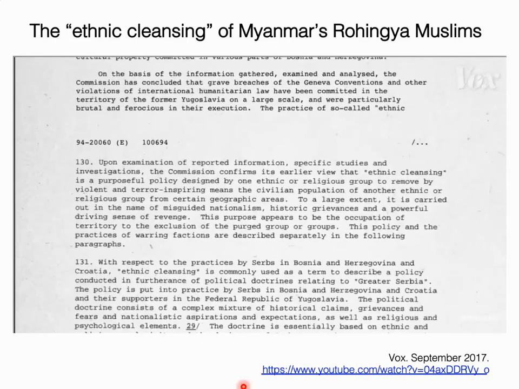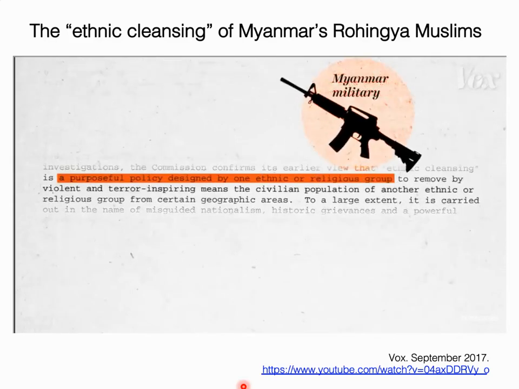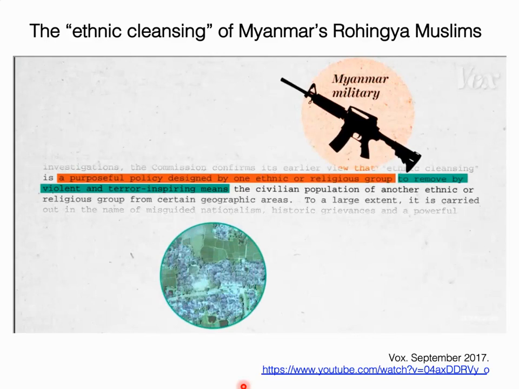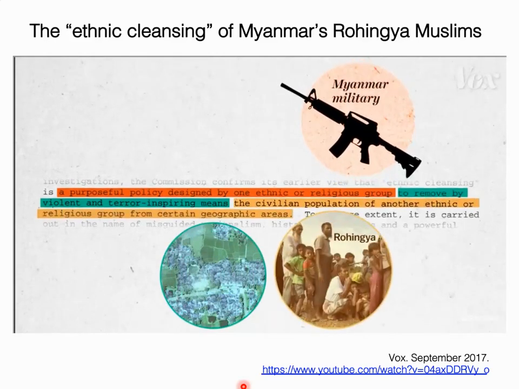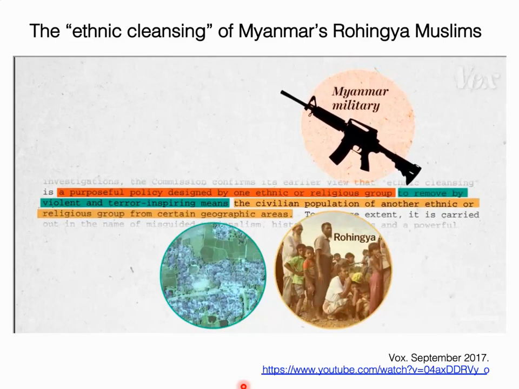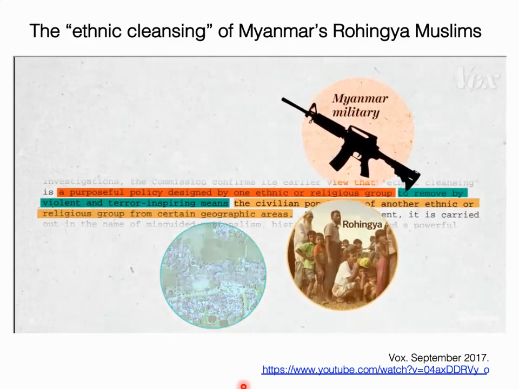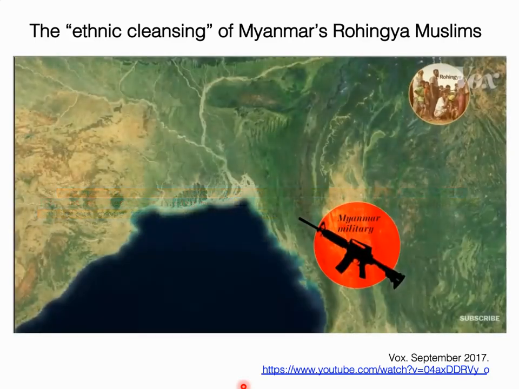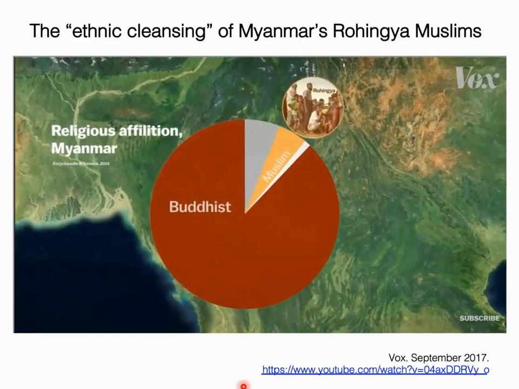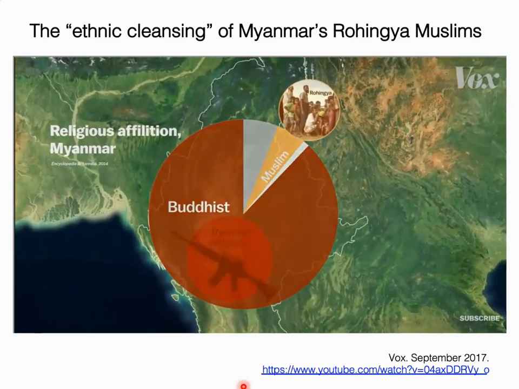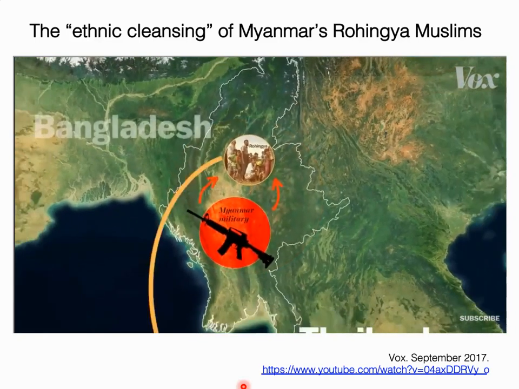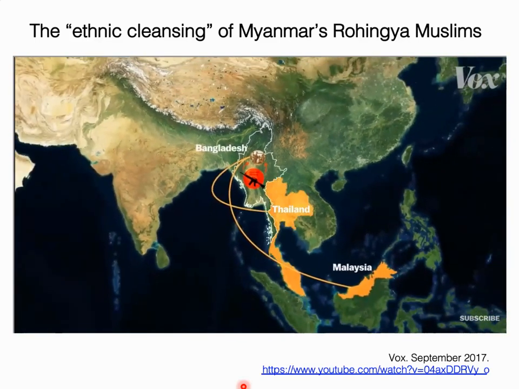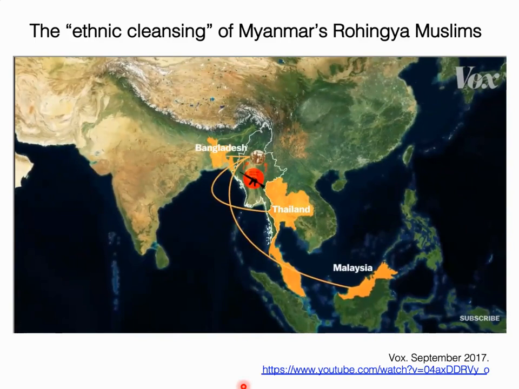The UN defines it as a purposeful policy designed by one ethnic or religious group to remove by violent and terror-inspiring means the civilian population of another ethnic or religious group from certain geographic areas. What makes Myanmar a textbook example is that the military has been launching attacks on the Rohingya, a Muslim minority in a majority Buddhist country. Violent tactics have forced tens of thousands of Rohingya to flee their homes. While many fled to Malaysia and Thailand, most ended up in Bangladesh.